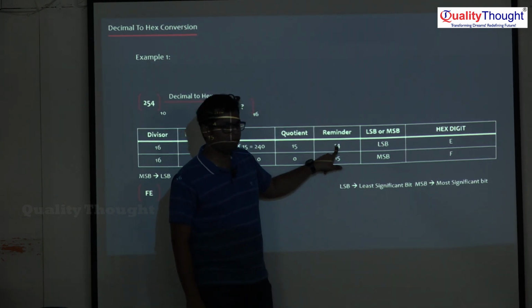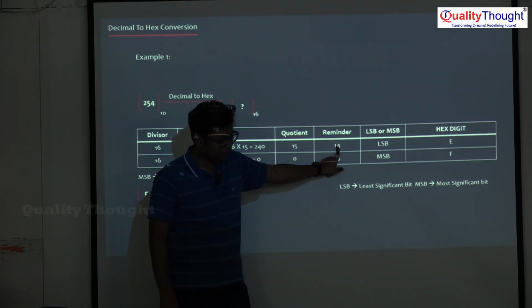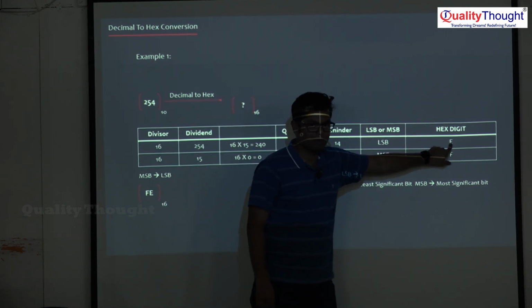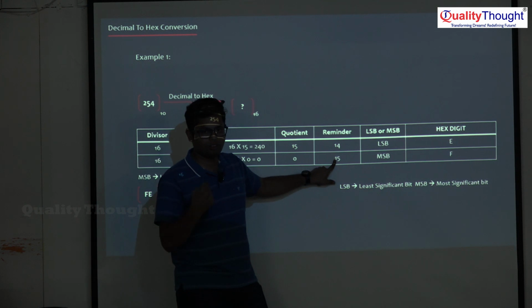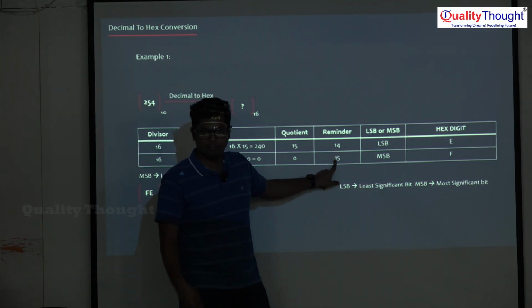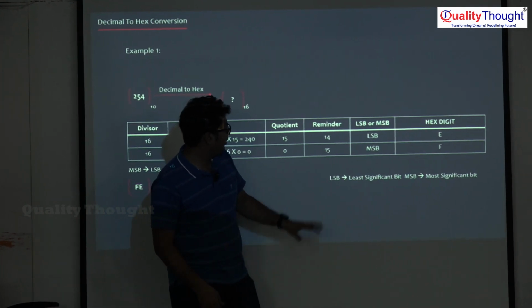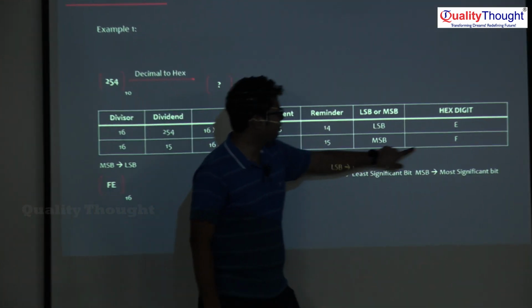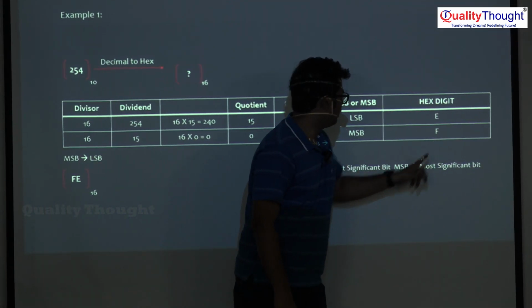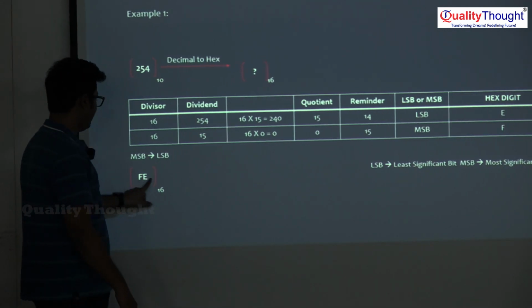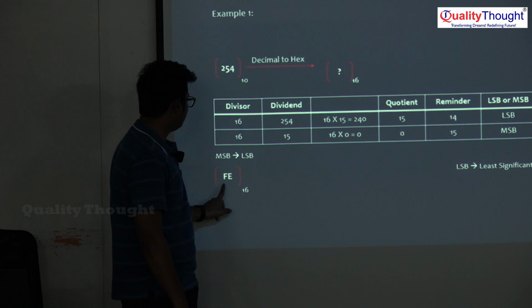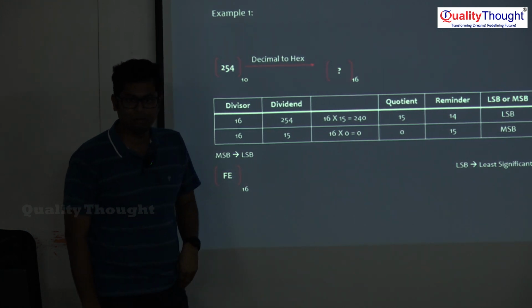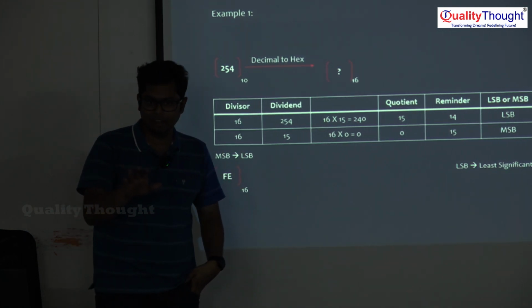Now you just convert this into hexadecimal. What is the hexadecimal digit for 14? It is E, as simple as it is. What is the digit for 15? F. Reading from the bottom to the top, it is going to be FE. The representation of 254 in hexadecimal is FE. As simple as it is. Is it clear to everyone?